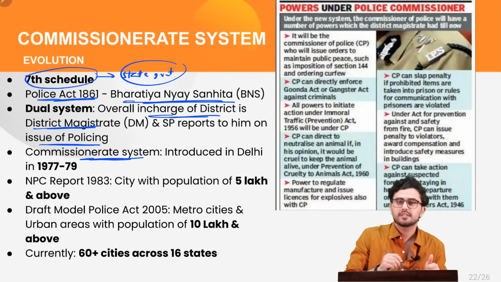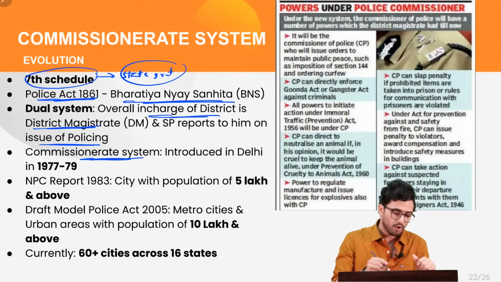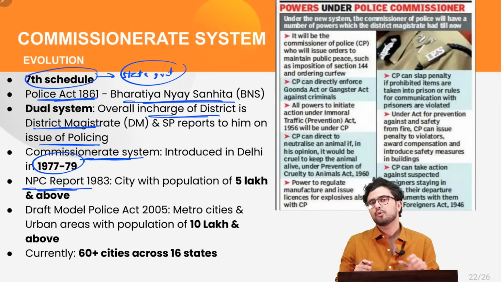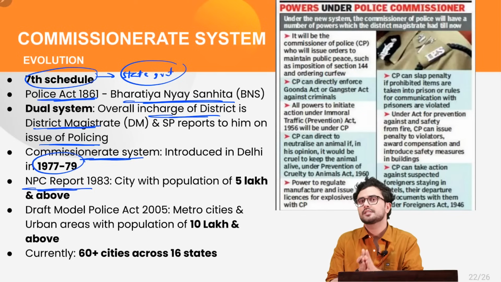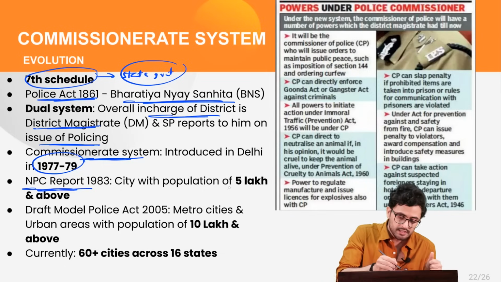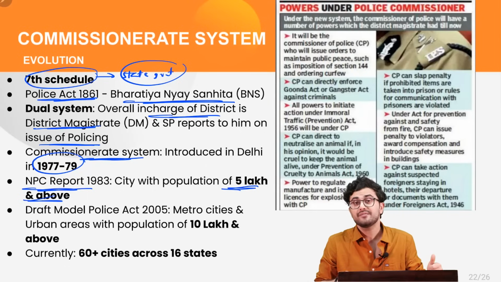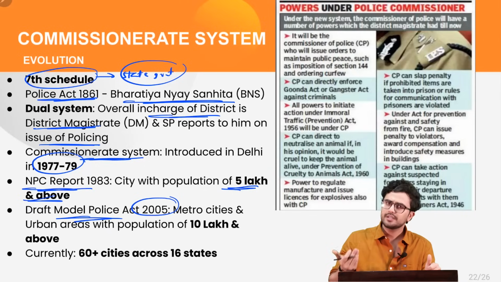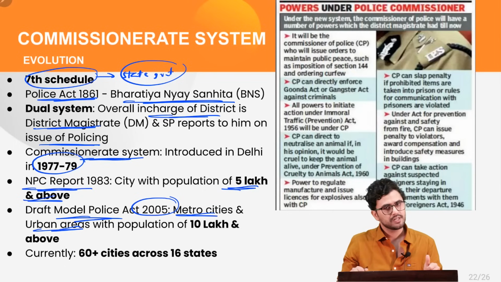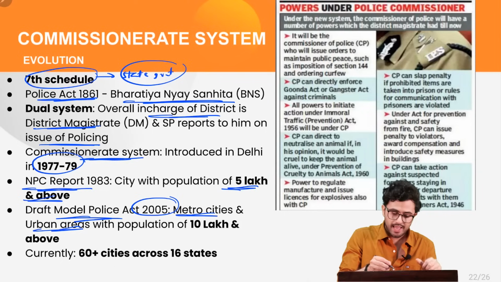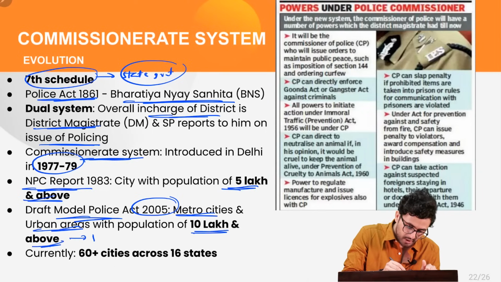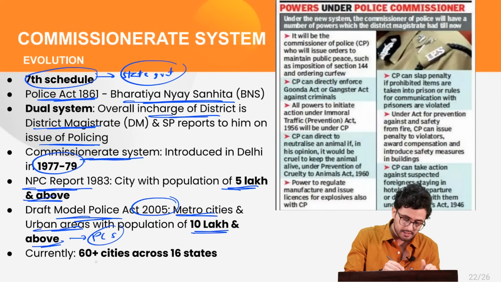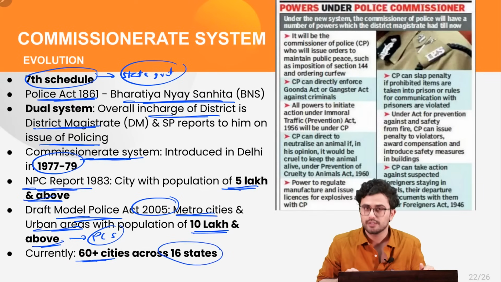However, the commissionerate system was introduced in Delhi in the year 1977 to 79. Further, the National Police Commission report of 1983 suggested that such a system shall be implemented in cities which have a population of 5 lakh and above. Also, the Draft Model Police Act 2005 further suggested that metro cities and urban areas which have a population of more than 10 lakh people shall also be brought under the police commissionerate system. Currently, such a system is applicable in more than 60 cities across 16 states in our country.